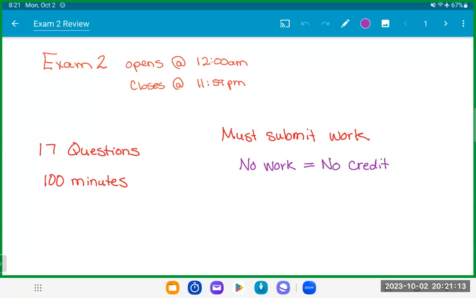So the exam is going to be just the same as the previous ones. It is on October 23rd. It will open up at midnight on the 23rd. It'll close at 11:59 p.m. You must show your work. If there's no work, there's no credit to be received. There will be 17 questions, and you'll have 100 minutes to take that exam.